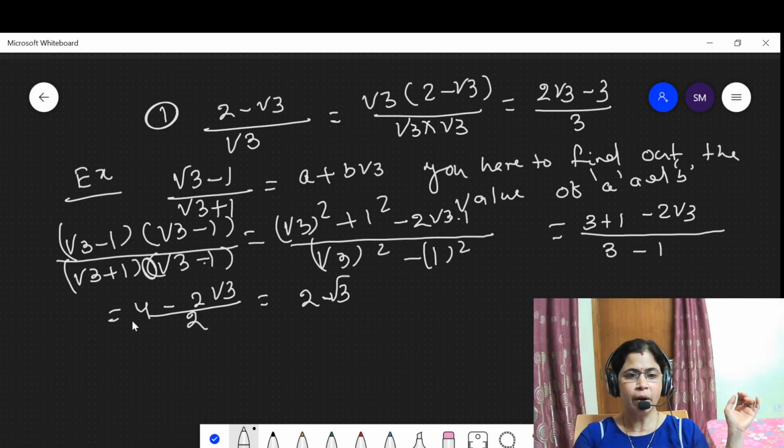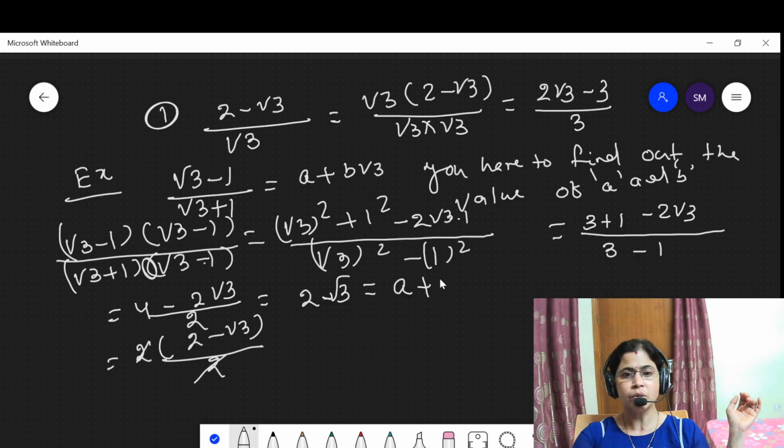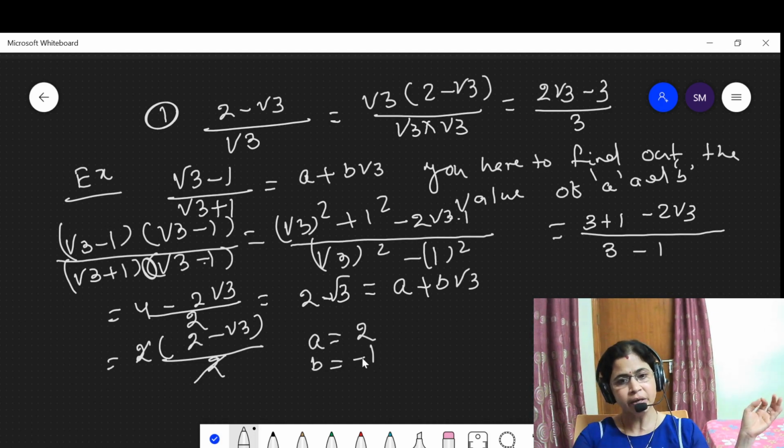When you divide by 2 in both, take 2 common. This is 2 into 2 minus root 3 upon 2. When you cancel this, you get 2 minus root 3, which, comparing with a plus b root 3, gives a equal to 2 and b equal to minus 1. In this way you can simply find out the value of a and b.